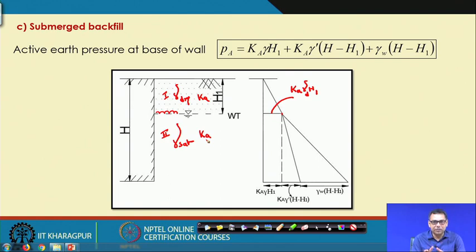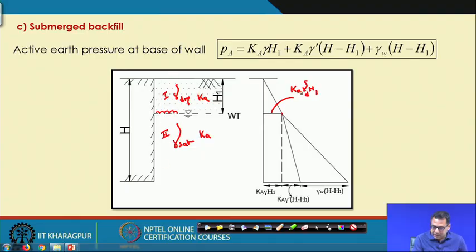But now it is the same soil, and we assume two different layers, one above the water table and another below the water table. In both cases K is the same, because the phi value remains the same above and below the water table. For the first layer it will be K gamma d into h 1, the soil above the water table, and that soil will act as a surcharge on the soil below the water table. So the surcharge will be gamma d into h 1 into K. It will act as a rectangular surcharge.